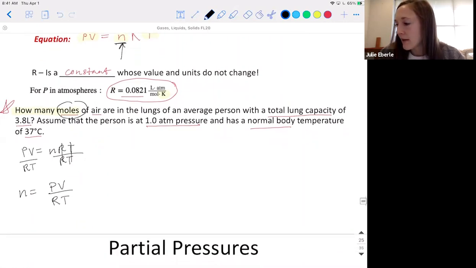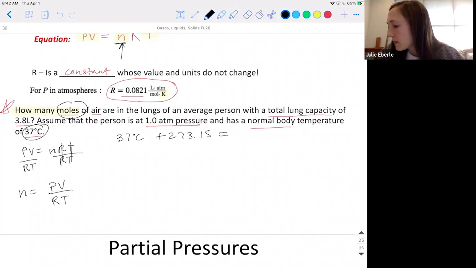All right, now we're going to plug everything in, except for the fact that I see temperature is in Celsius. And as Gabby said, we got to convert that to Kelvin. So really quick, 37 degrees Celsius plus 273.15 is going to give us 310. Is that right?